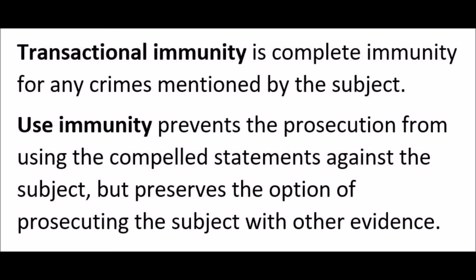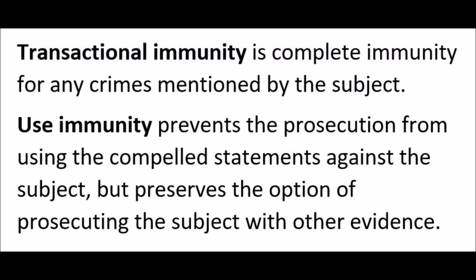There are two types of immunity, transactional and use immunity. Transactional immunity is complete immunity for any crimes mentioned by the subject and is rarely granted. Use immunity prevents the prosecution from using the compelled statements against the subject, but preserves the option of prosecuting the subject with other independently obtained evidence.